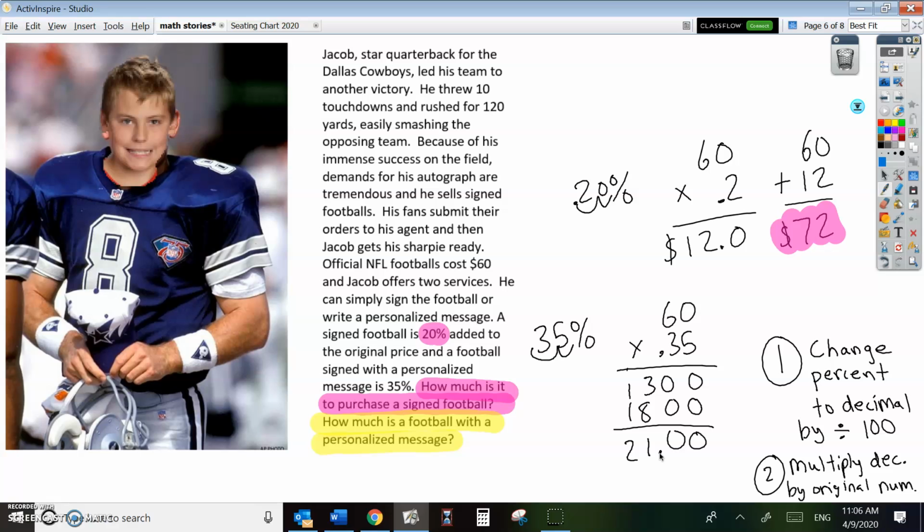So $21 added to the original price, so let's actually add that. It's $81 for a football signed with a personalized message.